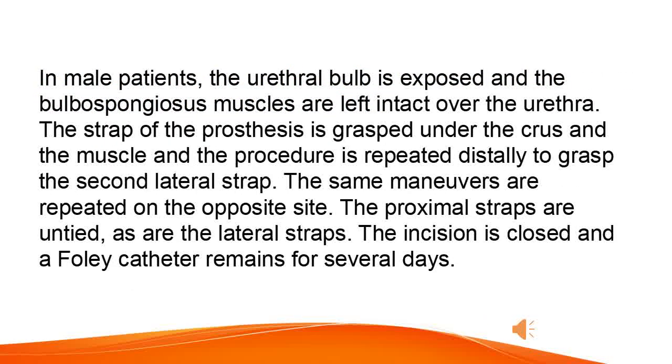In male patients, the urethral bulb is exposed and the bulbospongiosus muscles are left intact over the urethra. The strap of the prosthesis is grasped under the crus and the muscle and the procedure is repeated distally to grasp the second lateral strap. The same maneuvers are repeated on the opposite side. The proximal straps are untied, as are the lateral straps. The incision is closed and a Foley catheter remains for several days.